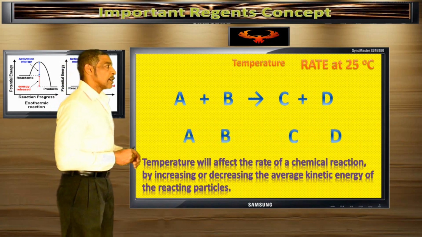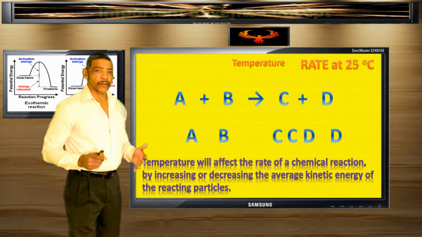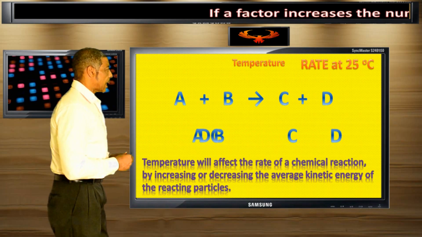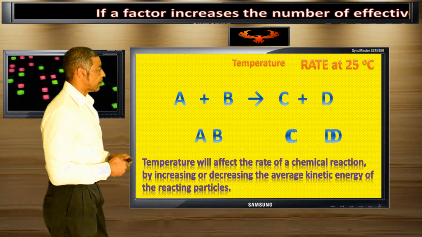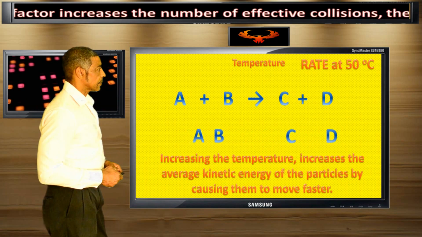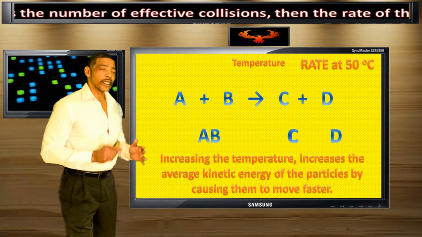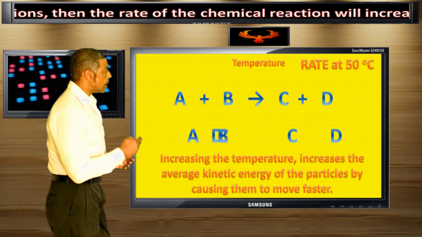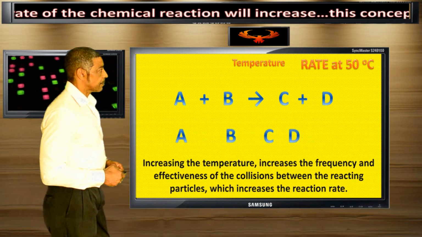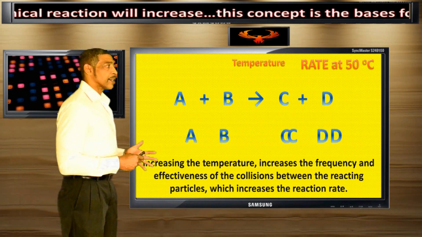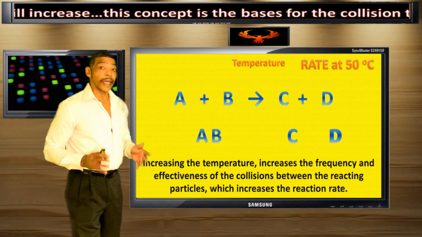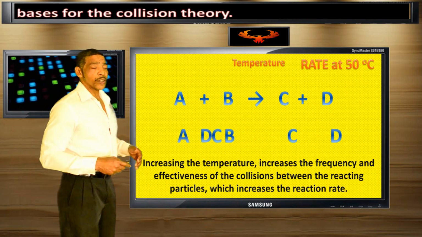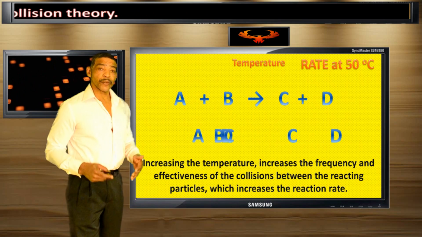Temperature. Temperature will definitely affect the rate of a chemical reaction. Consider this hypothetical reaction that is occurring at 25 degrees Celsius. Increasing the temperature increases the average kinetic energy of the reacting particles by causing them to move faster. So increasing the temperature increases the frequency and effectiveness of the collisions between the reacting particles, which in turn will increase the reaction rate.